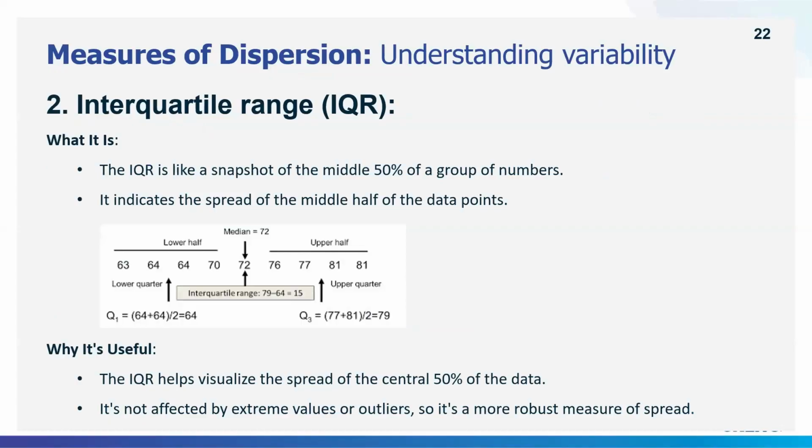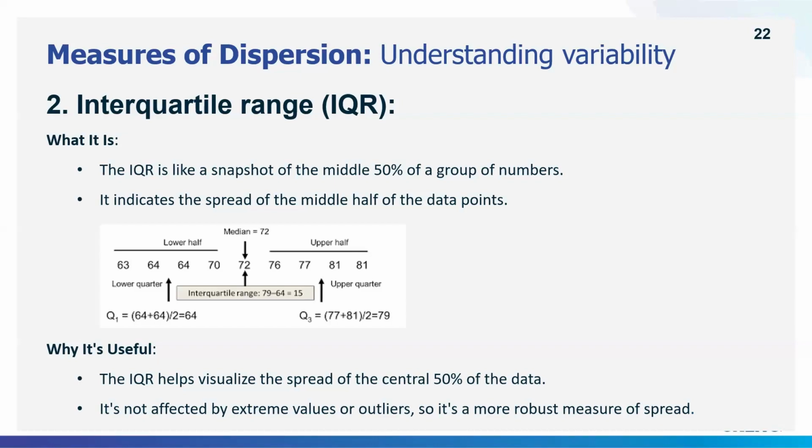So we move to the interquartile range. After looking at the range, this is a representation of the middle 50% of a group of numbers. It indicates how spread the middle half of the data can be. So for you to get the interquartile range, of course, you have to also arrange your data in ascending or descending order. The median of the main data is your Q2, or we call it the second quartile, and the median here splits the data into two halves. We have the lower half and the upper half.